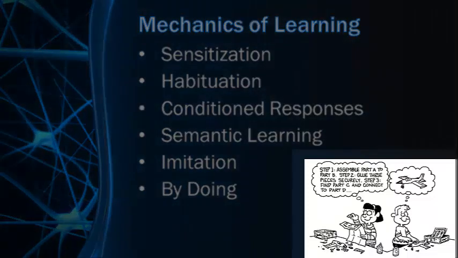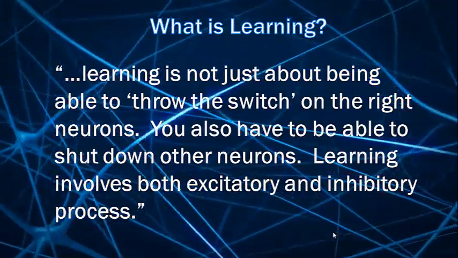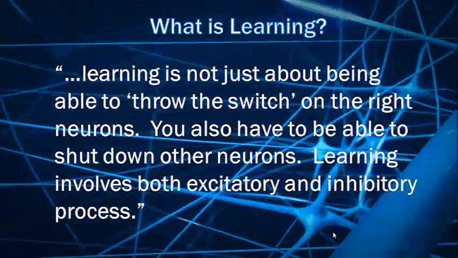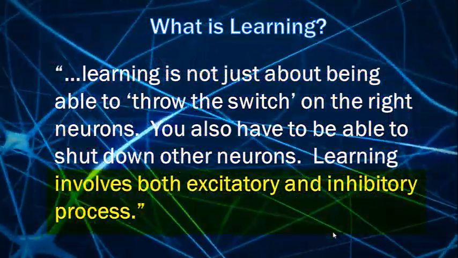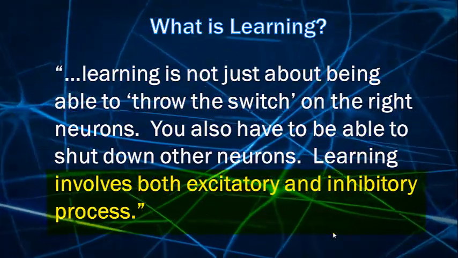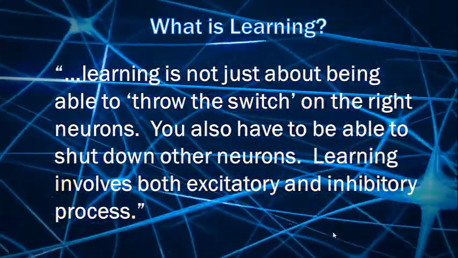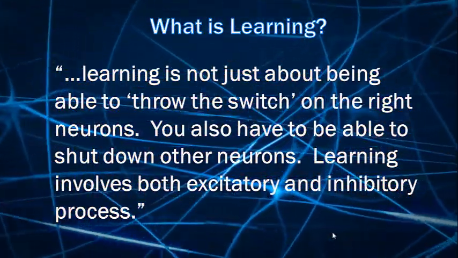No two children are alike. Each learns differently, has different strengths. So what is learning? Learning is not just about being able to throw the switch on to the right neurons. You also have to be able to shut down other neurons. Learning involves both excitatory and inhibitory processes. So we not only have to teach students to make connections, but also how to prune out unnecessary connections.